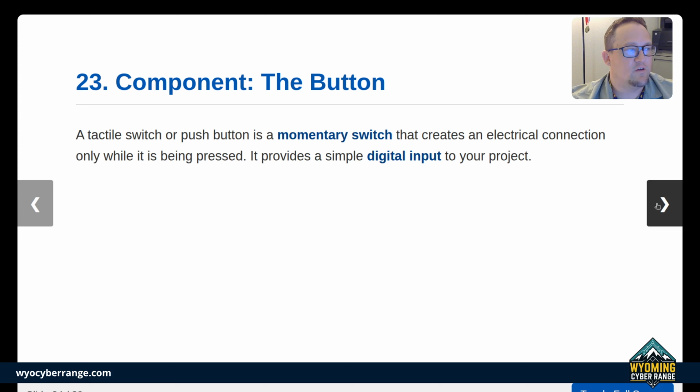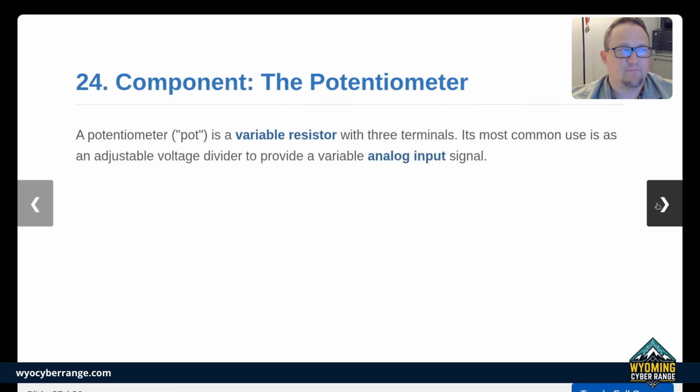Now you're going to be using buttons in this class quite a bit, and this is just a digital input for your project. Did you press it? Did you not press it? Okay, it's a momentary switch. You can use the button to say if detected, if button equals 1, then it's pressed. If button equals 0, it's not pressed. And we'll work through that logic when we get there in our labs.